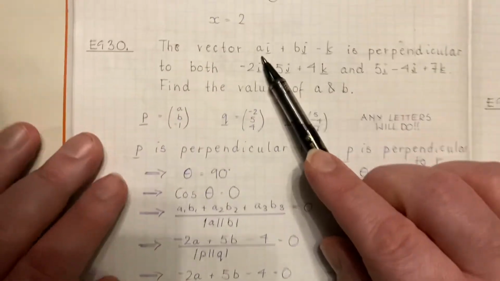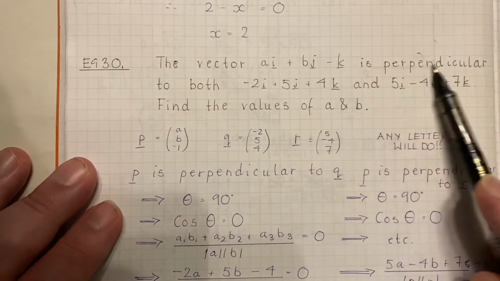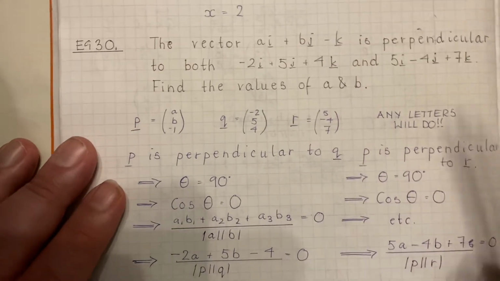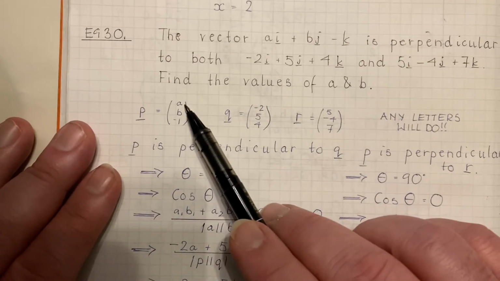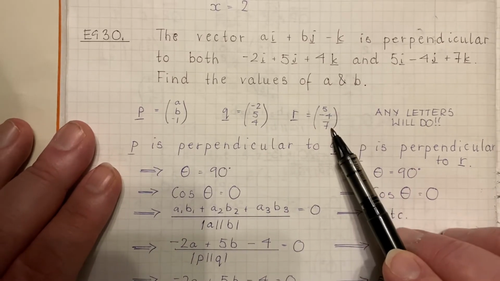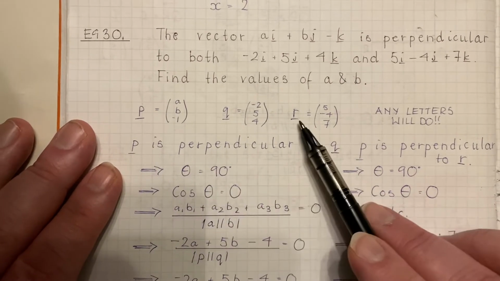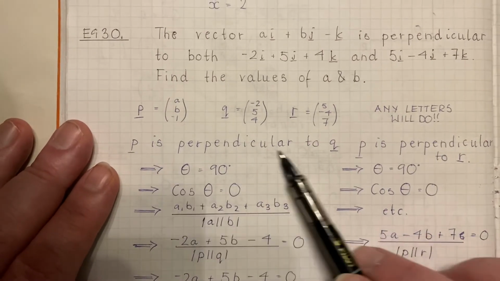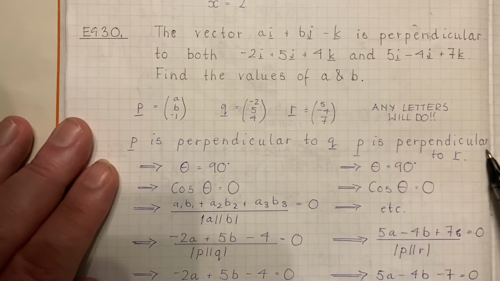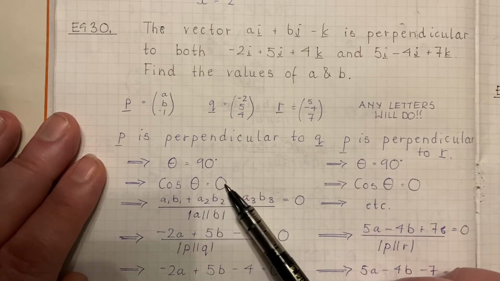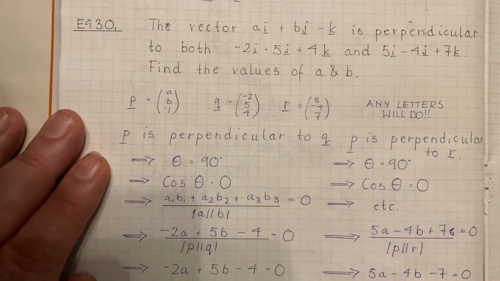So vector A plus B minus k is perpendicular to these two vectors. So I'm going to walk you through this. We've got the position vector of the first one, of the second one, of the third one. I picked P, Q, and R. You could pick A, B, and C. It doesn't make any difference. So P is perpendicular to Q, and P is perpendicular to R. So again, theta is 90, so cos theta equals 0. So that top line's got to be 0.